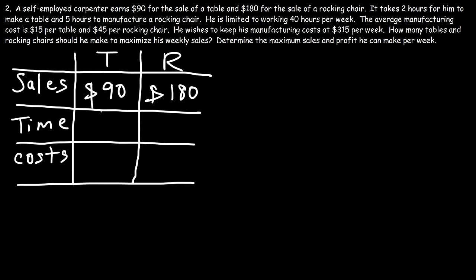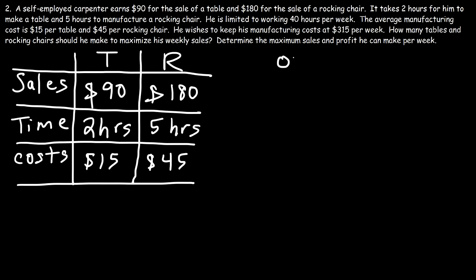It takes him 2 hours to make a table and 5 hours to make a rocking chair. And the cost per table is $15, and the cost to make a rocking chair is $45. So with this information, we need to write 3 equations, 1 for the objective function and 2 for the constraints. Let's start with the objective function.